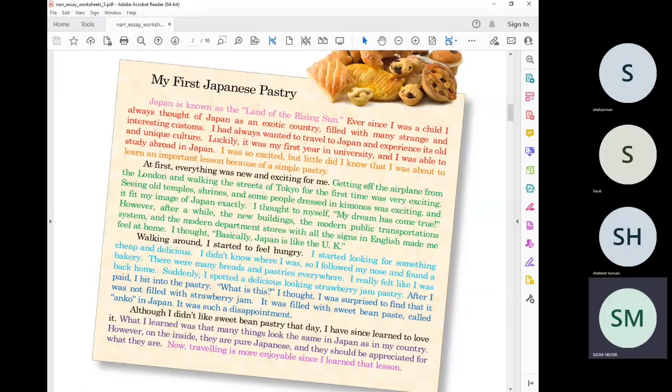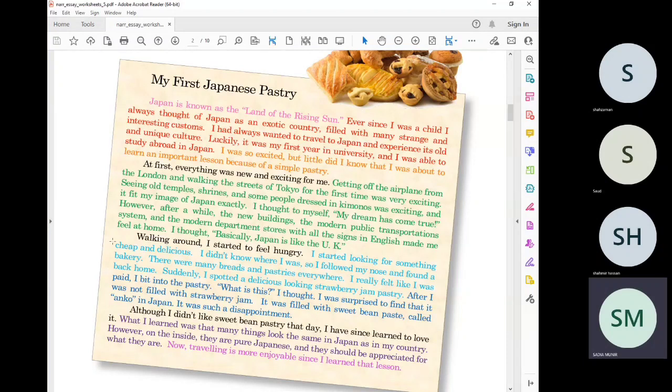Now, whenever the character is telling the story, the character is somebody who's writing this essay, they are quoting themselves. "My dream has come true!" Inverted commas, exclamation marks. So, when you're writing a narrative essay and you need to quote yourself, you're going to have quotation marks. And if you're quoting somebody else, then you're going to have quotation marks as well.